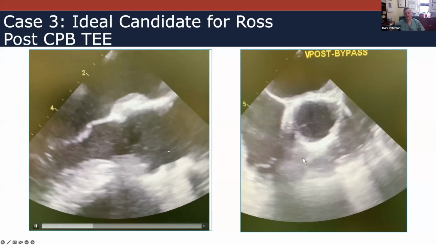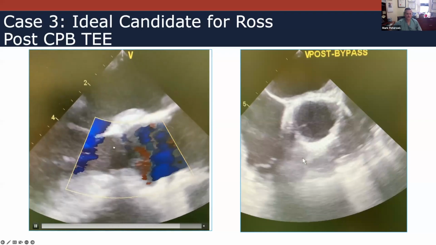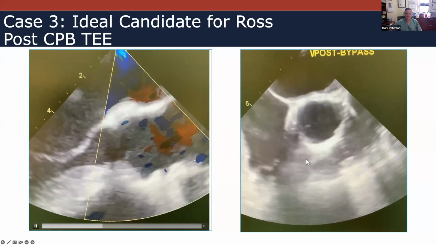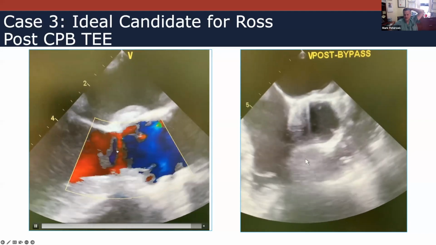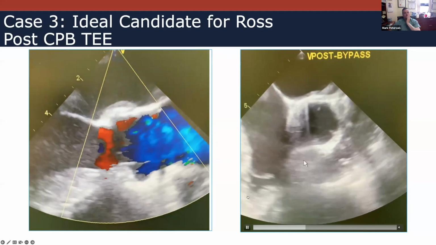So in that patient that I referred to earlier, the helicopter pilot with critical AS and normal aortic dimensions, we simply did a Ross, no annular stabilization, no aortic replacement. You can see here's the post bypass TEE. It essentially looks like a normal aortic valve, and you can see the tricuspid structure in short axis here.